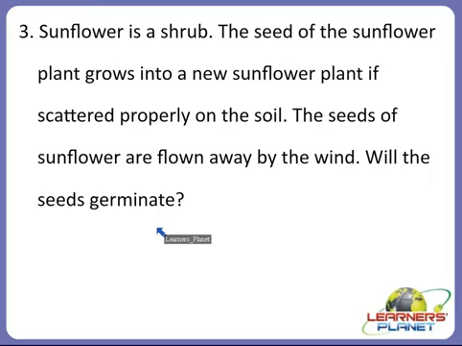But the question is, will the seeds of sunflower be able to germinate into a new sunflower plant even when they are scattered properly on the soil? So your answer will be yes, they will be able to germinate because they are getting all the favorable conditions, and even they are now scattered properly on the soil. So what's the problem now? Why will they not germinate? They will germinate. You will be thinking like this, right?